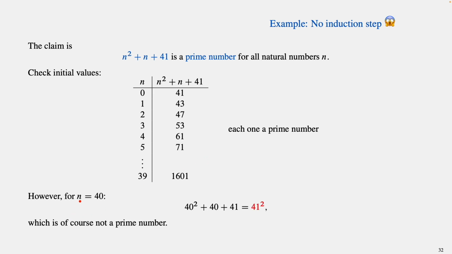However, once we get to n equal to 40, we have 40 squared plus 40 plus 41, which is actually 41 squared. So this is not a prime number, because it's a square of a prime number, so it has more than just two divisors. And yeah, here we see that leaving out the induction step is wrong.